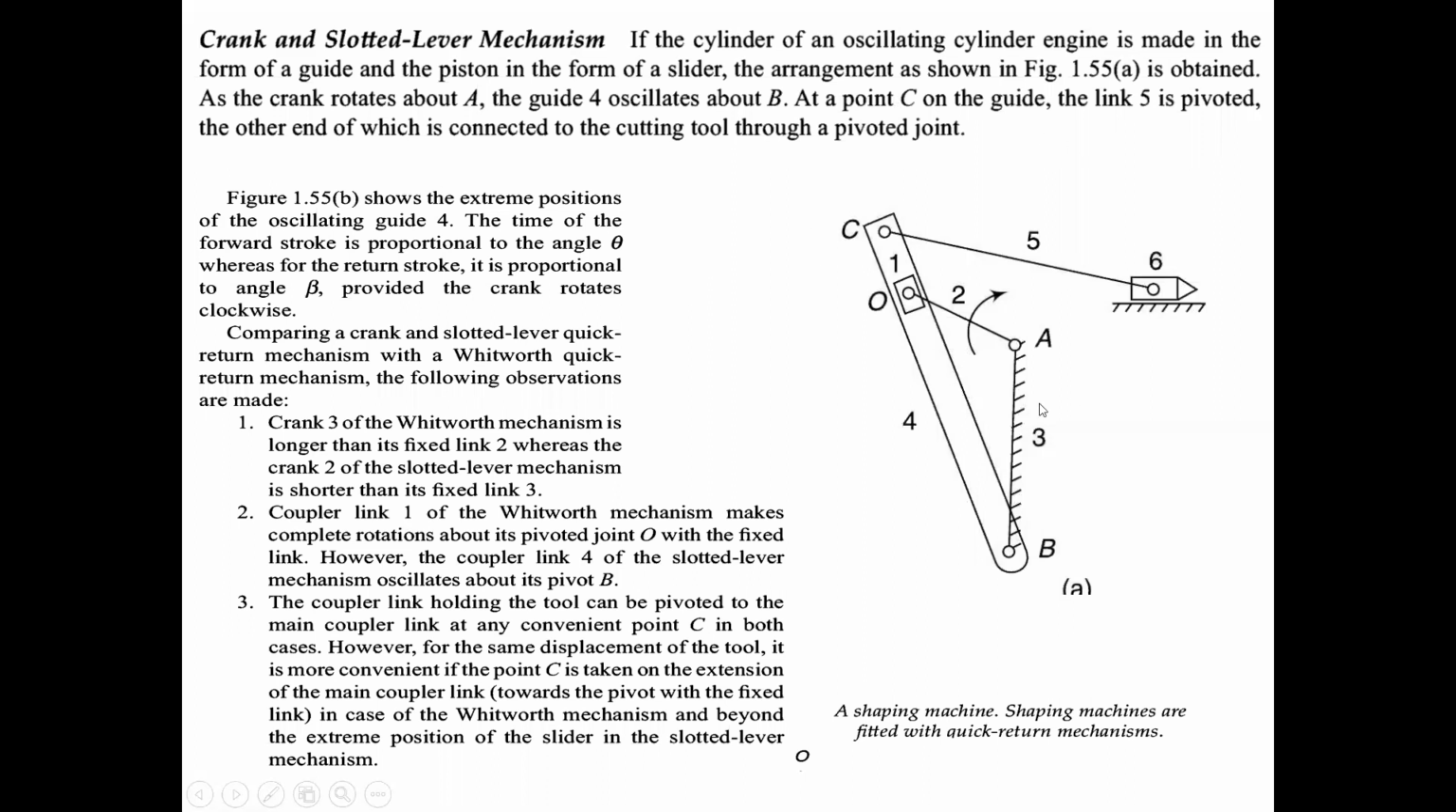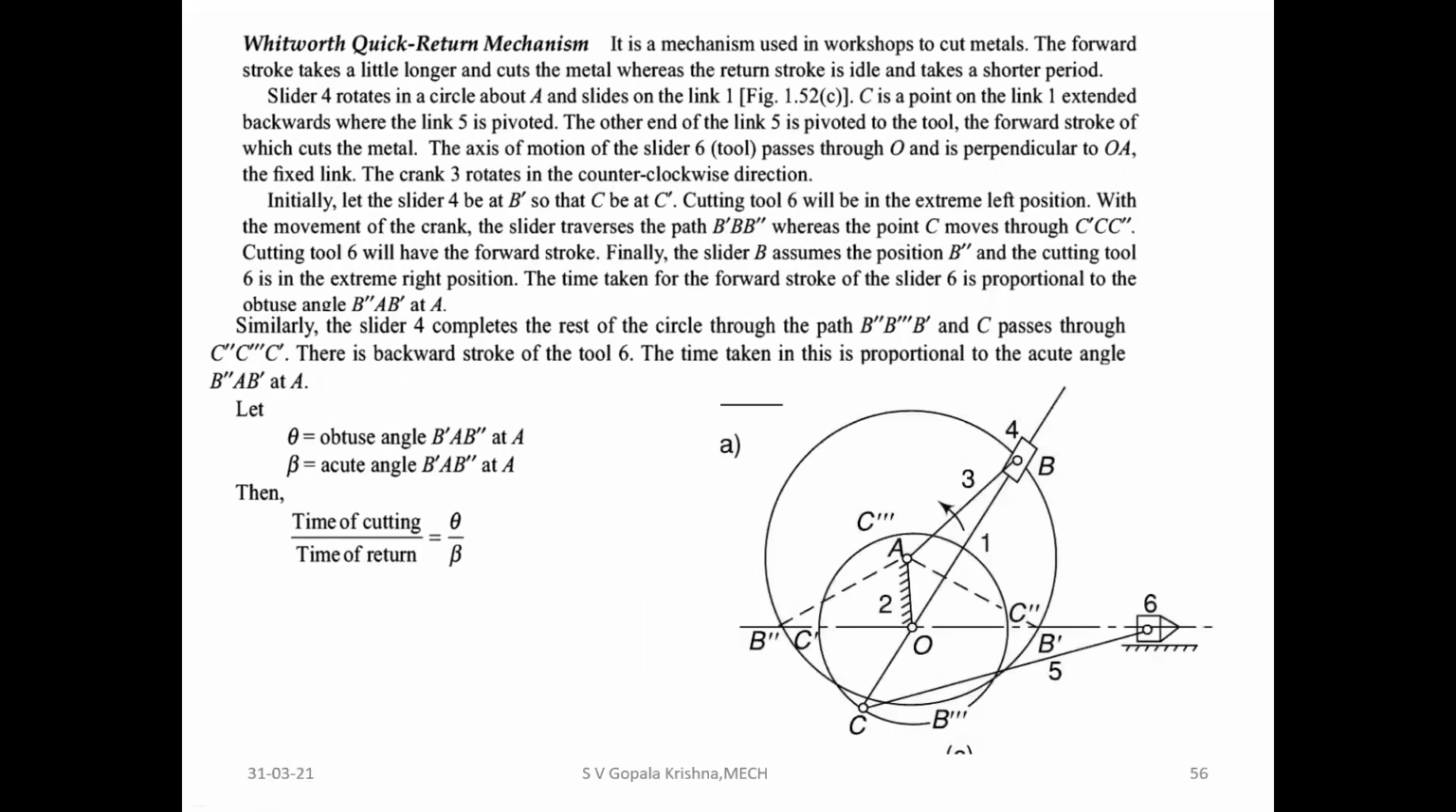This is the main application of the crank and slotted lever quick return motion mechanism: it is used in our shaper, in our shaping machines. Now we are going to see another mechanism, that is the Whitworth quick return motion mechanism.